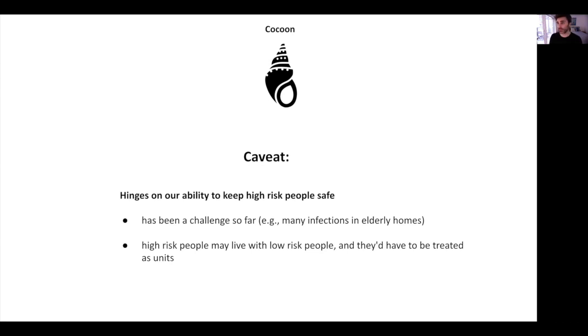If you have high-risk and low-risk people living together, you have to treat them as a unit, and you have to keep that whole unit safe. Otherwise, the low-risk person can expose the high-risk person to the risk.